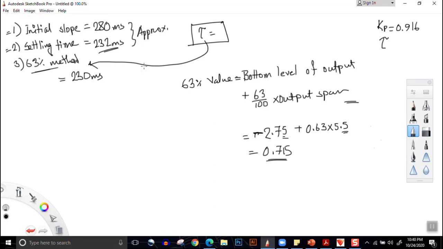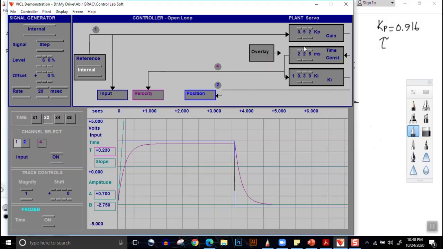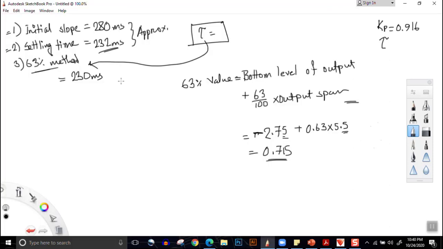Now, one thing is to be seen. I am claiming the 63% method is the closest to the correct value. But what is the validity? You can find the validity from here. The value which is put here is the actual time constant, which is 225 milliseconds. And the closest to 225 milliseconds that you obtained is 230 milliseconds. Obviously, you are not able to obtain the exact value because of the low resolution associated. So this is the closest one, and our value of time constant becomes 230 milliseconds.